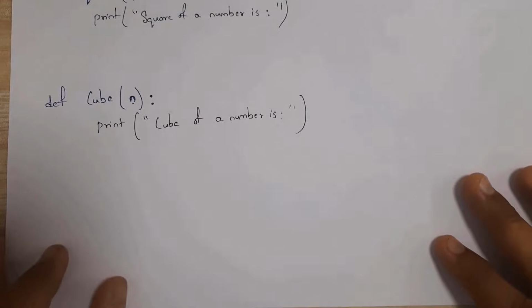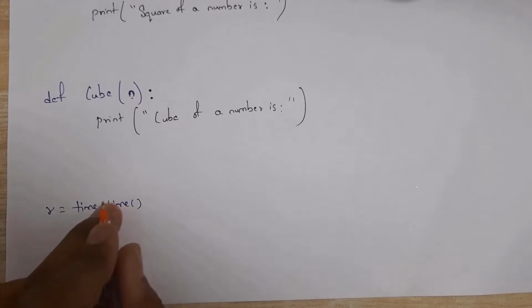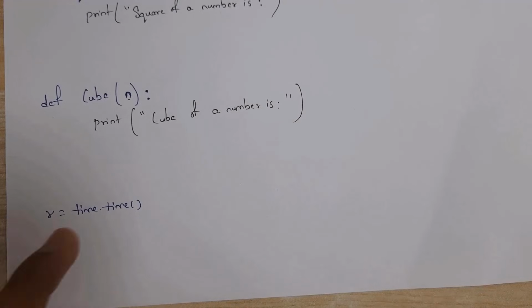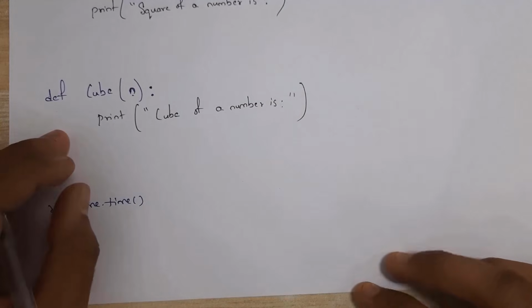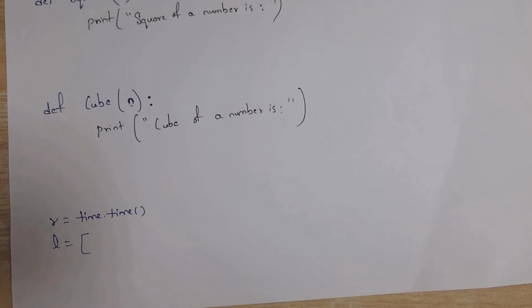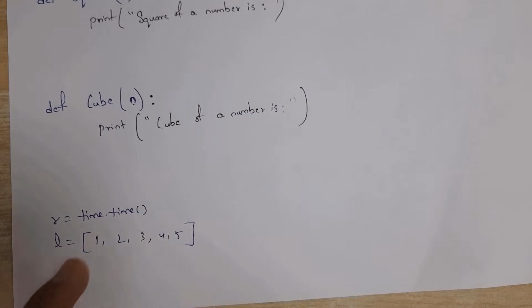Next I am writing r equal to time.time. By using time.time we can store the present time. For example, the time before execution is 11. So this 11 is stored in variable r. I want to find the square of numbers 1, 2, 3, 4, 5, so I am taking a list. I took the variable name as L equal to, and inside the list I am passing 5 values, they are 1, 2, 3, 4, 5, because I want to find the square and cube of 5 numbers.